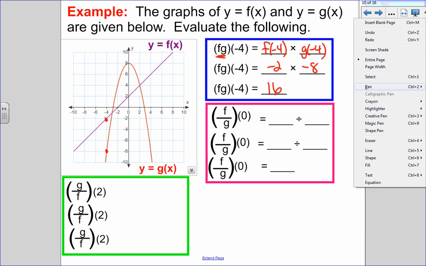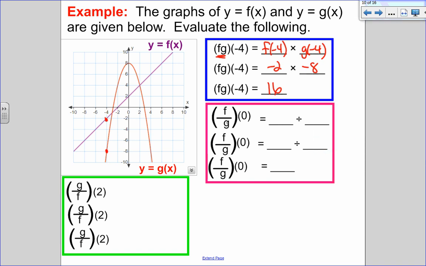Okay, let's try another one. Let's do division. f divided by g at 0. So that is f at 0 divided by g at 0. Let's look at those. f at 0 is right here, and that has a value of 2. Remember, it's always about the y value. g at 0 has a y value of 8. So 2 over 8 in lowest terms is 1 over 4.